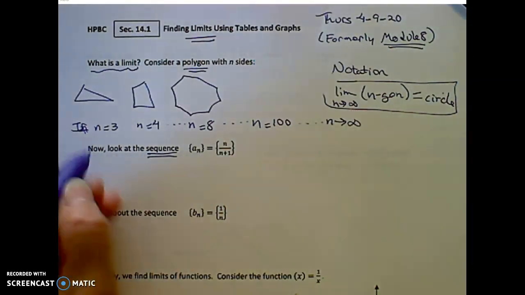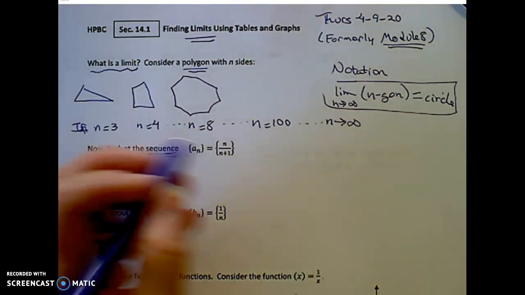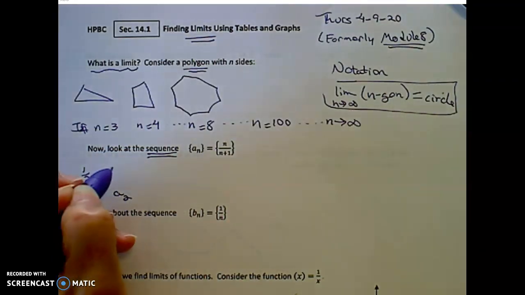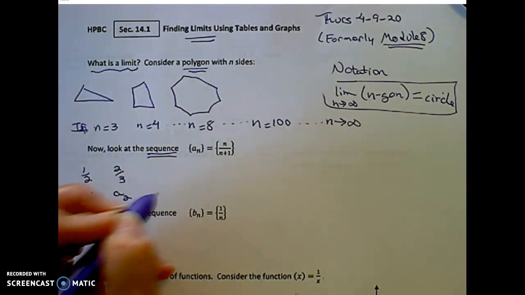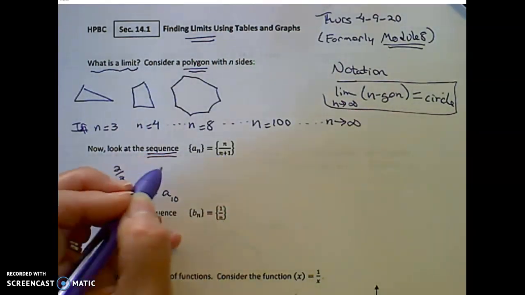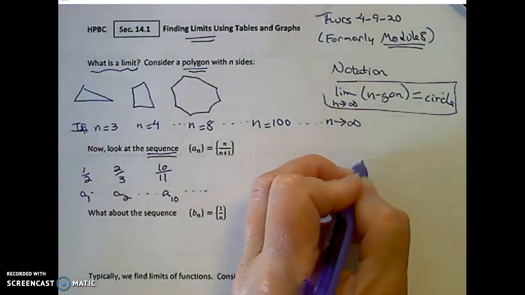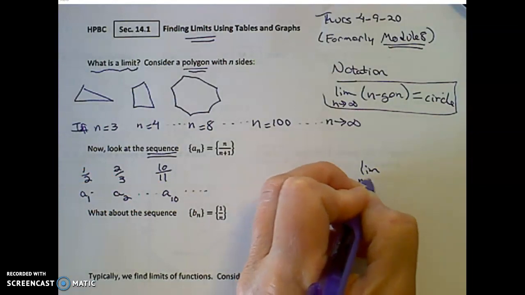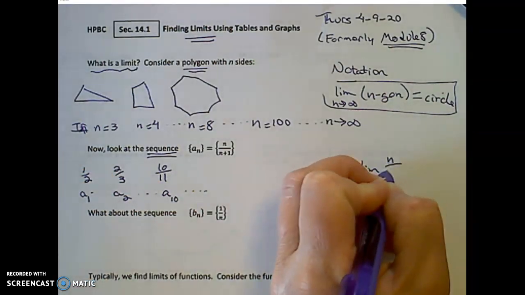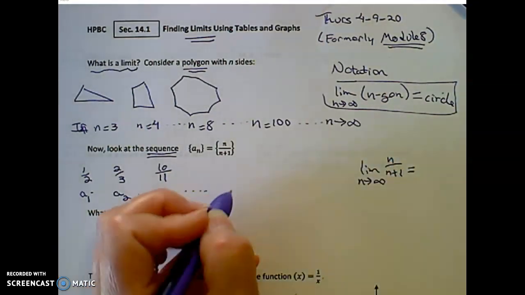Now let's look at something that's familiar to us, a sequence. Here's a sequence, and what if a is equal a sub 1? For my term a sub 1, I plug in 1 and I get 1/2. For a sub 2, I plug in 2 and I get 2/3. For a sub 10, I'll plug in 10 to that pattern and get 10/11. Okay, let's find the limit as n gets larger and larger and larger and approaches infinity of that sequence. What is that sequence approaching, we say?